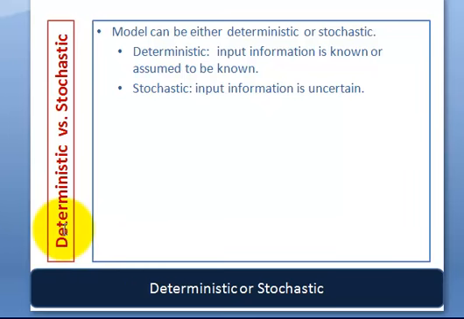Very simply, they also talk about deterministic and stochastic. One type of model is where the information is known or assumed to be known. The other is where all the information is uncertain. We'll get through the different models as we get into the examples.